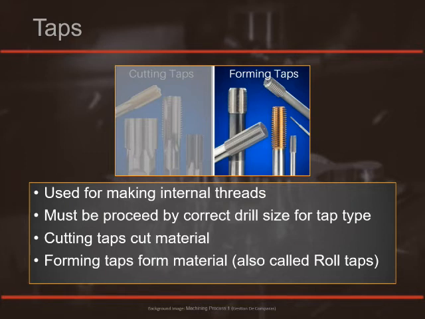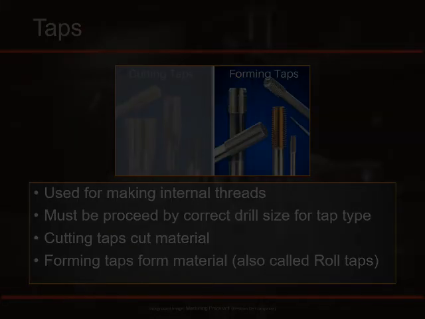The form tap can usually be identified by looking at the edges. They do not tend to have flutes and look like the thread that they are intended to form. Forming taps are only effective in ductile materials like stainless steel and aluminum.